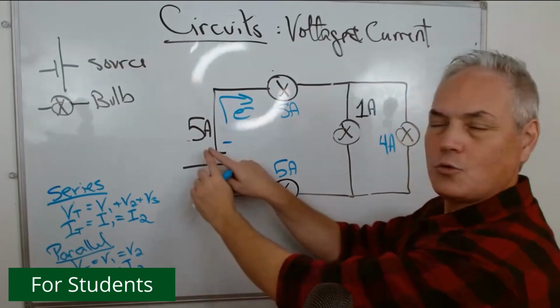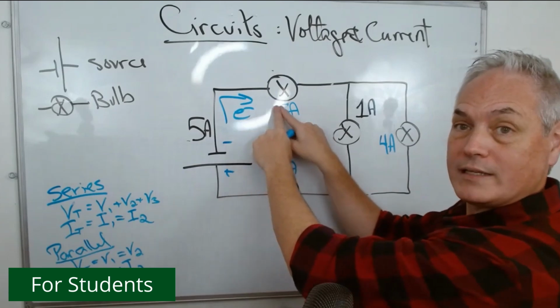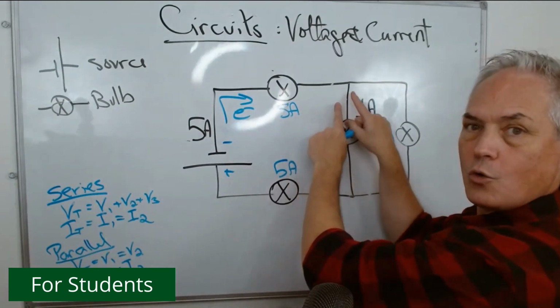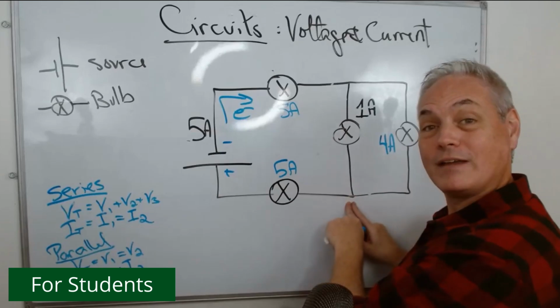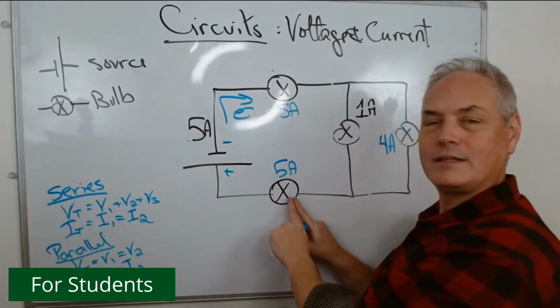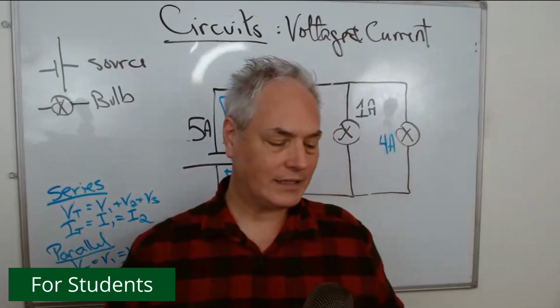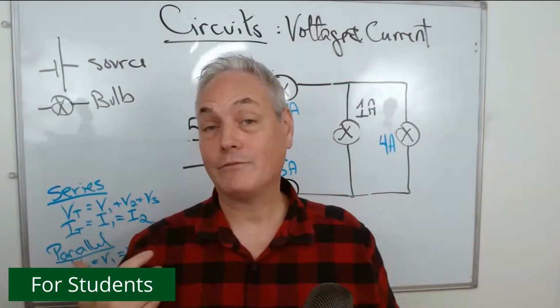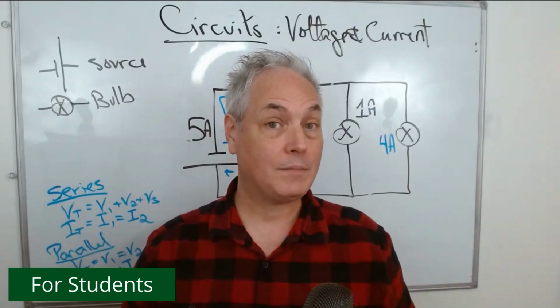So let's see. We have 5 amps through the source going to 5 amps through this bulb right here. We have an intersection. 1 amp will go here, 4 there, and then we'll come back here, and the 5 amps are here together again. Then we have 5 amps and 5 amps to the source. So this whole idea here is like a puzzle. We try to figure out what information is given and how we can answer the missing information.